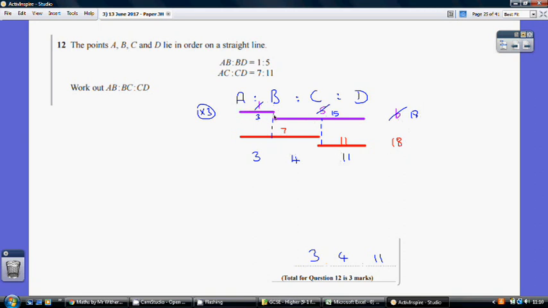I've got 3 shares going from A to B. Given that A to C is 7 shares, that must mean that B to C is 4, because 7 take away 3 is 4. And then C to D I knew was my 11 shares here. So my relationship is 3 to 4 to 11.